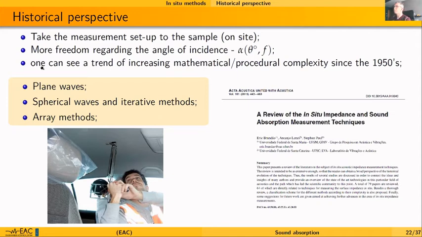From the historical perspective of the development of such methods, one can see a trend of increasing mathematical and procedural complexity since the 1950s, when they started to propose in situ methods. It evolved from plane waves to spherical waves and iterative methods, and now we have the array methods, which seem to be more procedurally complex.